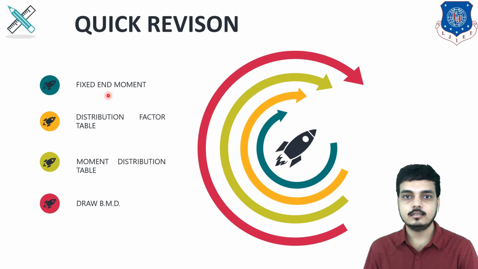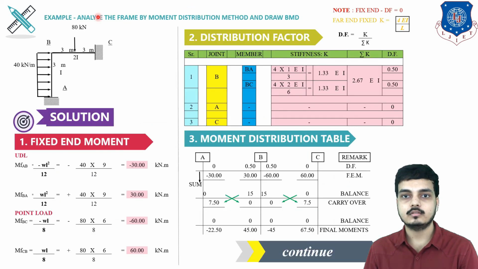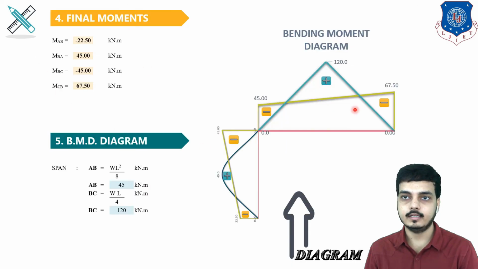So we did fixed end moment, distribution factor table, moment distribution table, and last drew the bending moment diagram. So like this you have to follow in the exam. First you have to write fixed end moment, then distribution factor table, moment distribution table, final moments, then diagram.